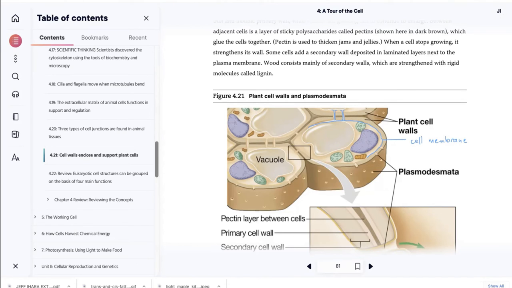The thing that I want you to think about here is this brown layer outside of the cell membrane. It's going to be made up of layer after layer of cross-hatched cellulose, and that's going to be the cell wall. Cell wall is outside the cell membrane.